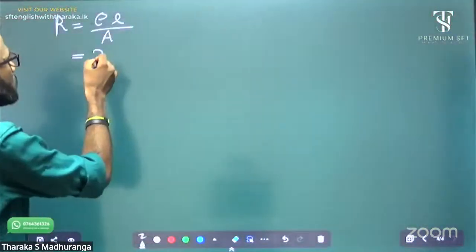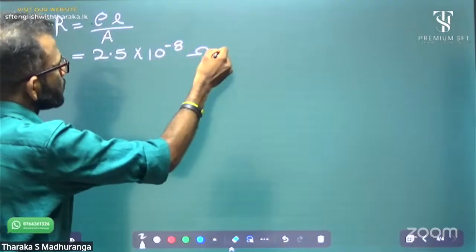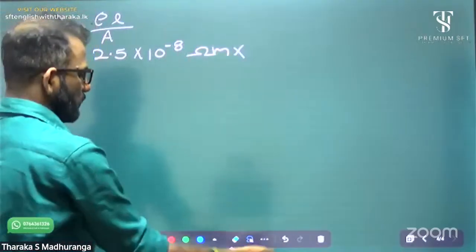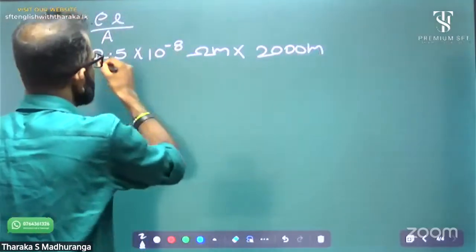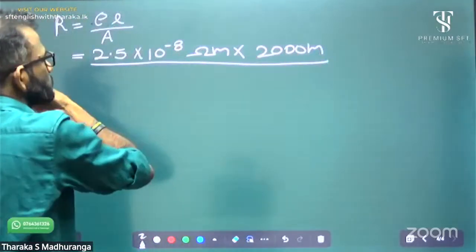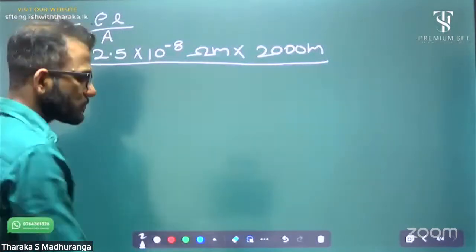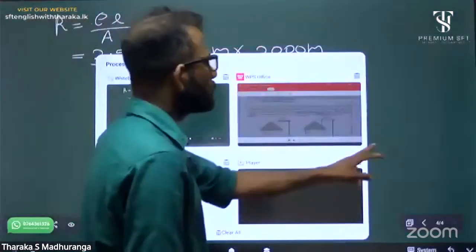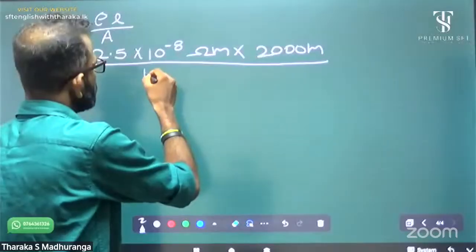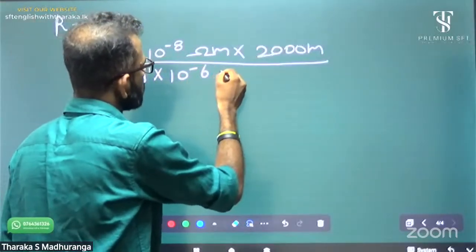2.5 into 10 to the power minus 8 ohm meter into L. The length is 2 kilometers, which means 2000 meters. The cross section area is the same, right? 8 into 10 to the power minus 6 square meter.